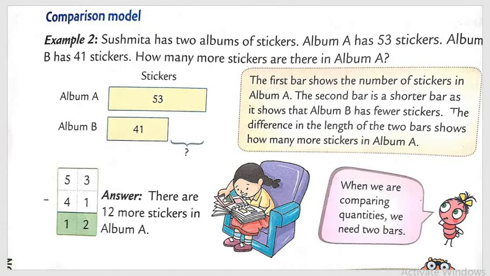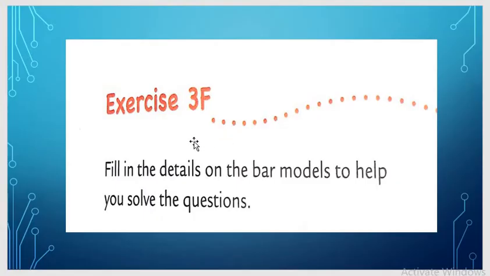Now complete your revision. Now we move on to exercise number 3F related to all these topics. Exercise number 3F is fill in the details on the bar model to help you solve the question, because we have learned the addition model, subtraction model and comparison model. So we perform this in exercise number 3F on the basis of all these topics.